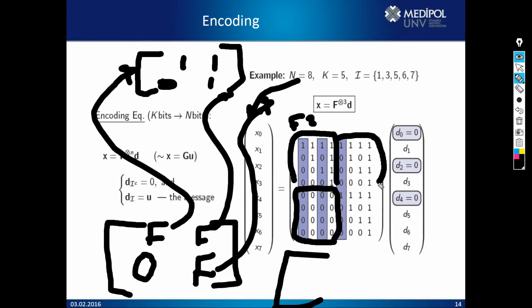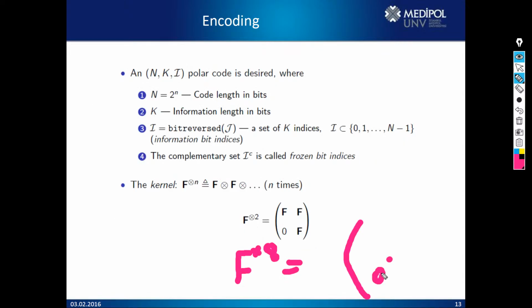If I tell you to find kernel 8, how do you find it? Kernel 8 is equal to a matrix with a 0 matrix here, and F kernel 7, F kernel 7, F kernel 7. Now F kernel 7 is equal to a 0 matrix here, F kernel 6, F kernel 6.